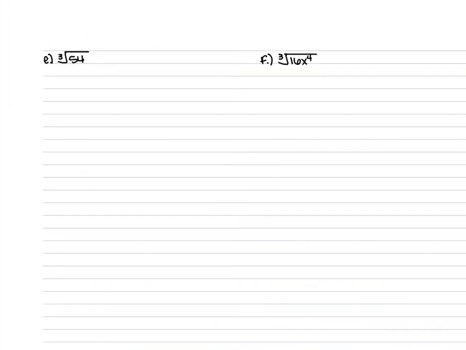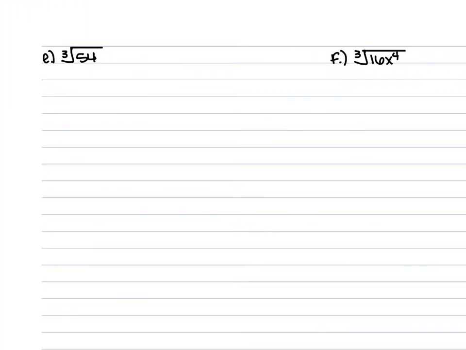For example E, we have the cube root of 54. For this one, we're going to find the prime factorization of the 54. We have 6 and 9 that goes into it evenly. Then the 6 is 2 and 3. The 9 is 3 and 3. Our index is 3, so we're grouping up sets of 3. The only thing that groups up here is the 3, so that 3 comes outside. The cube root of 2 stays.